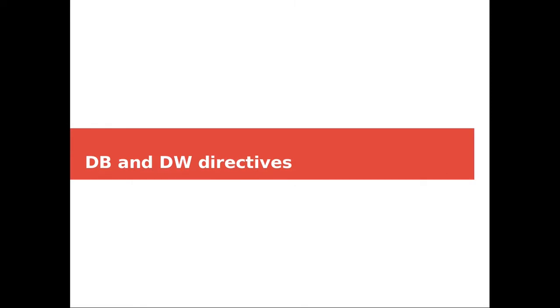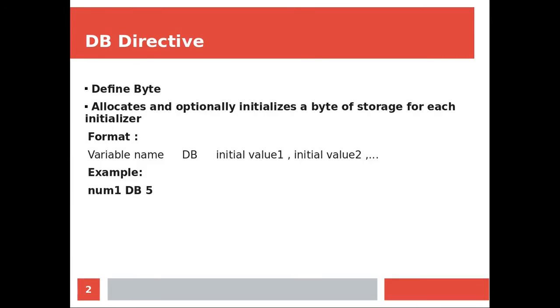In this video we will explain the data allocation directives DB and DW. DB directive. DB means define byte, which allocates and optionally initializes a byte of storage for each initializer.